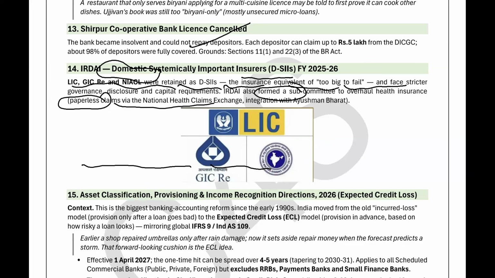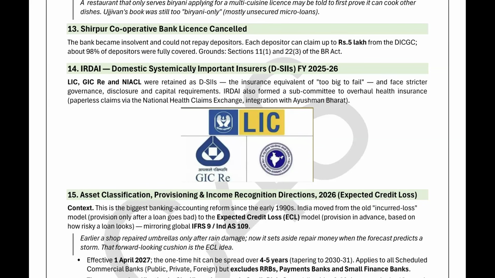Now, the 14th news, what is it telling about? The 14th news is telling that IRDAI has named Domestically Systemically Important Insurers. Now, just like D-SIB, IRDAI has named D-SII. D-SIB, which three banks are D-SIB? Which are domestically systemically important banks. If they fail, right?